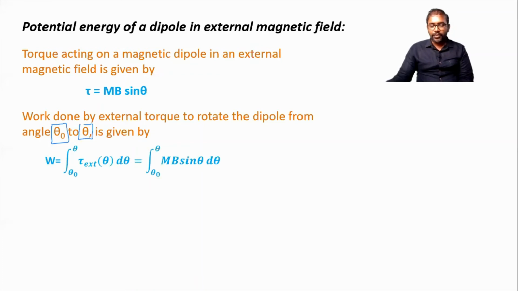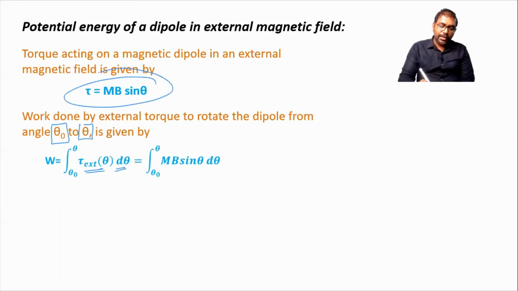Work done is equal to the integration of the external torque multiplied by d theta. You know that work done, as we are rotating here, is torque into displacement. Here, external torque into d theta. Now the external torque is given by this formula, so let me substitute MB sine theta here, and d theta as it is.